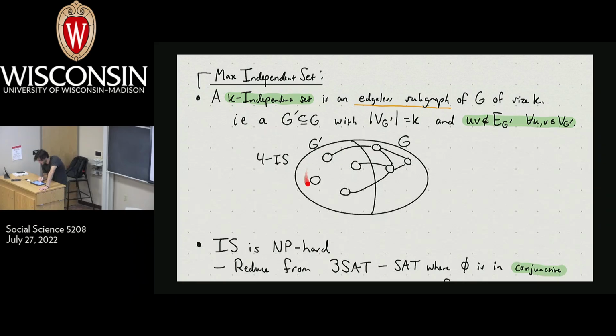So the picture would look like this. Inside the subgraph, there's no edges between these nodes. That's why they're called independent. They don't touch each other. But it could still have edges to the rest of the graph. We don't care if there's edges touching the rest. We just care there's no edges in here. We don't want any edges like this.